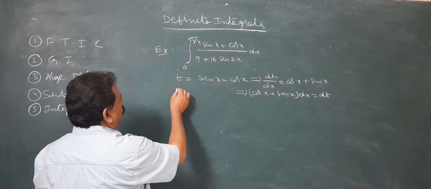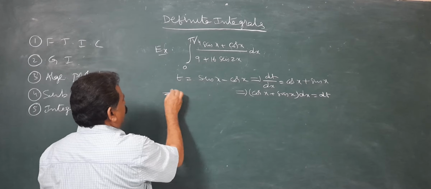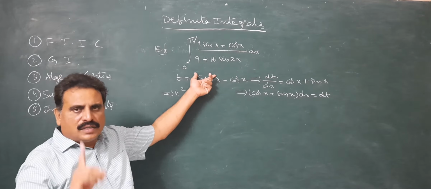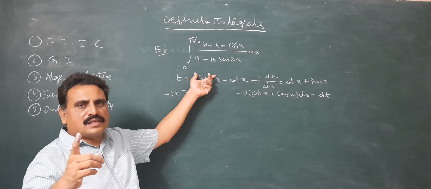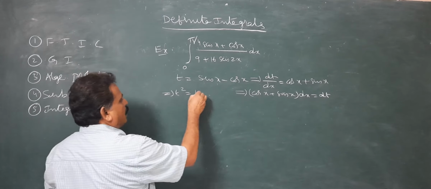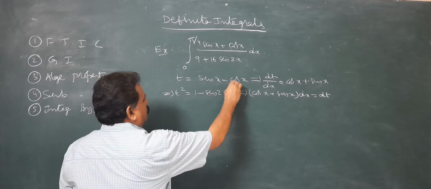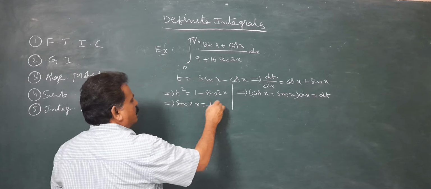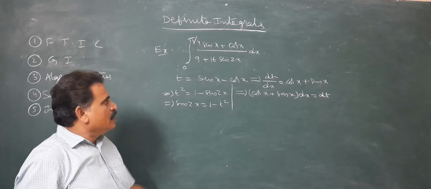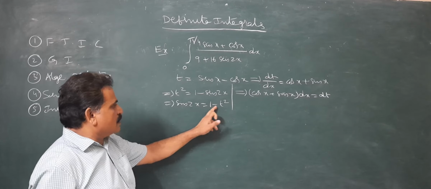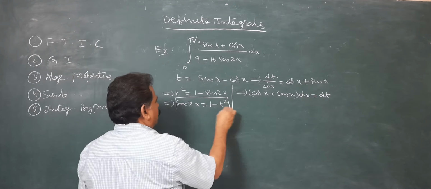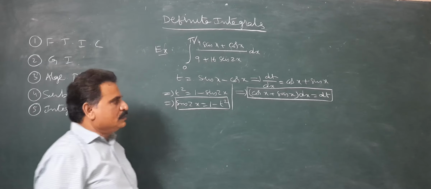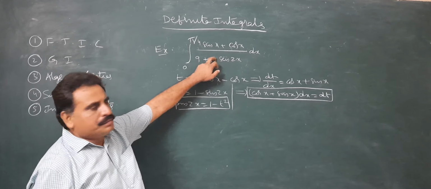Now t square equal to, whenever you square, sin square x plus cos square x, that is 1, minus 2 sin x cos x, that is sin 2x. So t square equals 1 minus sin 2x. So sin 2x is 1 minus t square, as well as (cos x plus sin x) dx is dt. These two we have to substitute here.